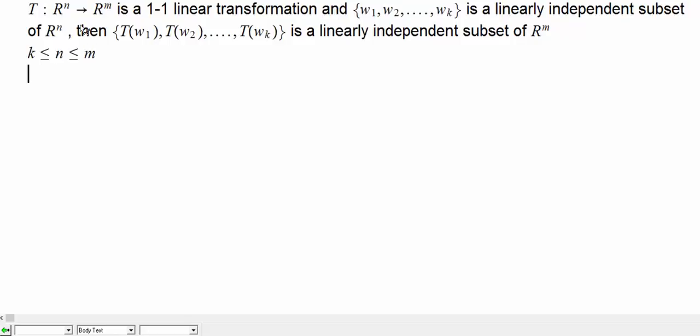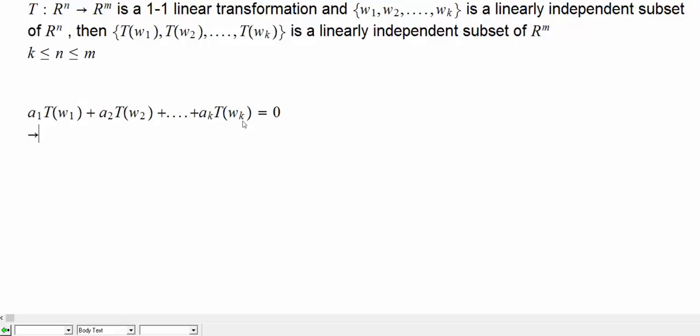Anyways, here we have to show that if a linear combination of these vectors is 0, then the coefficients involved will be 0 as well. So again, if a linear combination of these vectors is 0, then what we must show is that all these real numbers a1 through ak will be zeros.